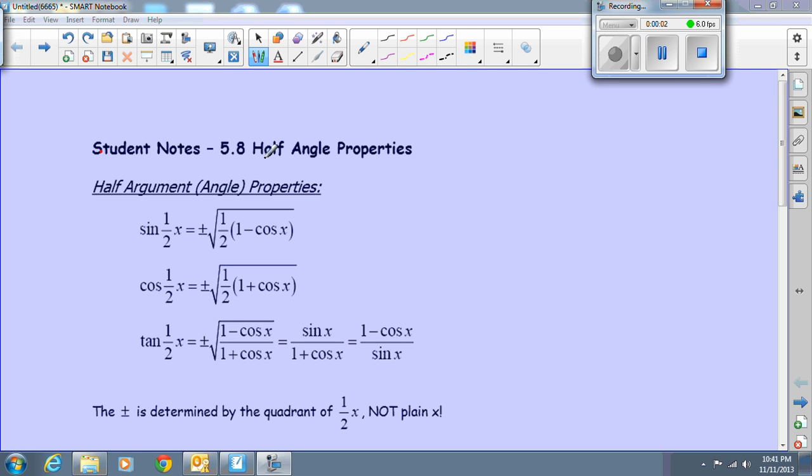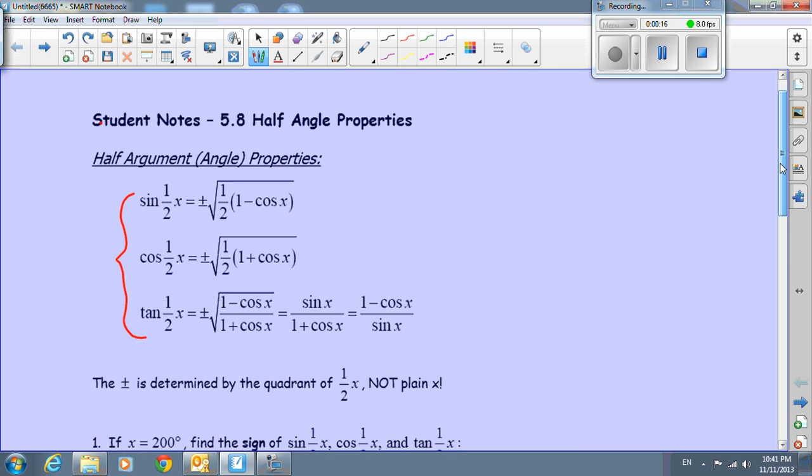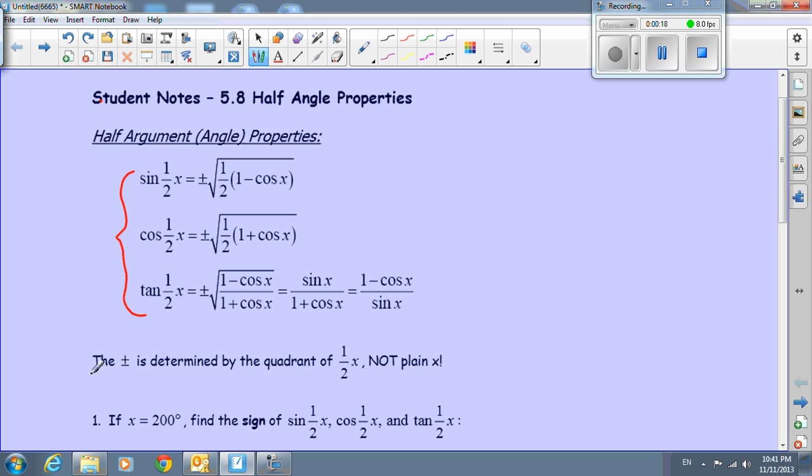Welcome to our 5.8 half angle properties. All these formulas are on your green sheet and they will be available to you during the test or quiz. An important piece of information here is that you need to know how to determine the sign of sine, cosine, and tangent.